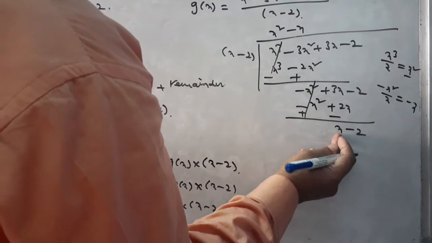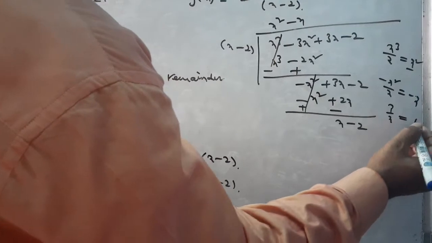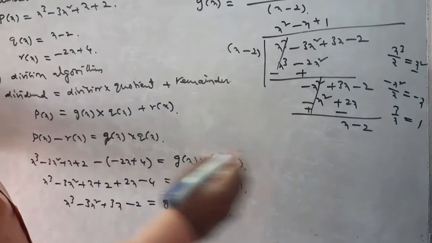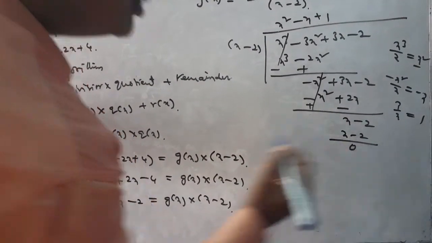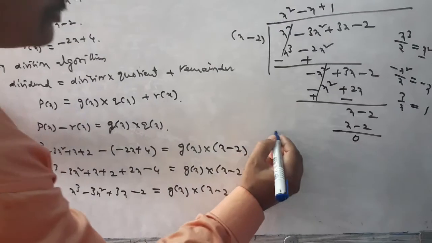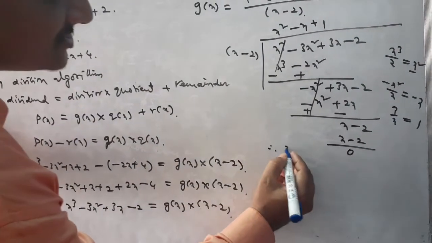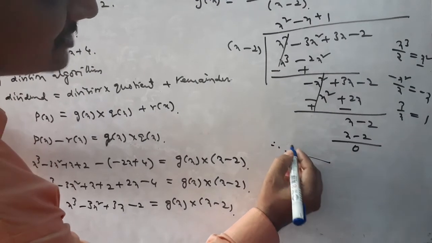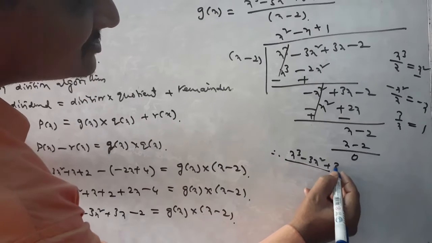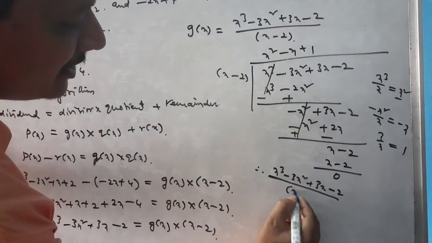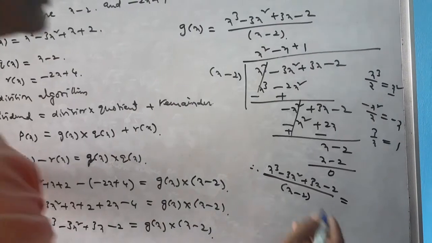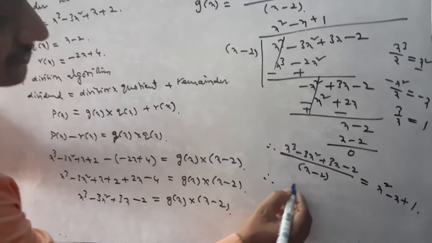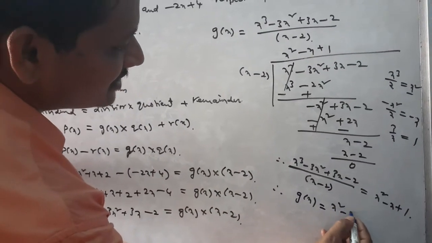Again, dividing x by x we get plus 1. The third term of the quotient is 1, multiplied with x minus 2 gives x minus 2, and we get 0. So the remainder is 0. Therefore x cube minus 3x square plus 3x minus 2 by x minus 2 is equal to x square minus x plus 1. Therefore g of x is equal to x square minus x plus 1.